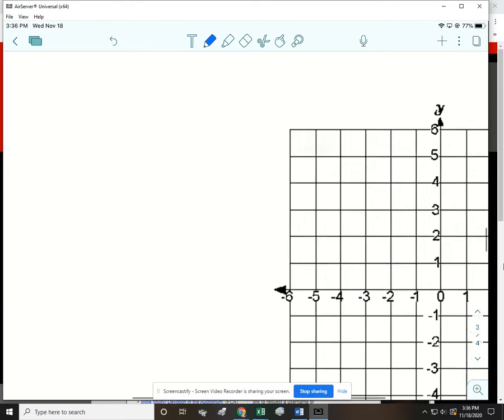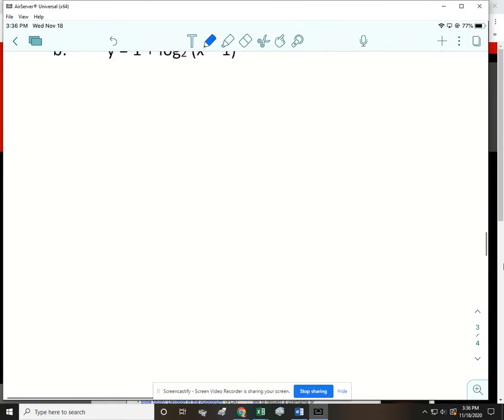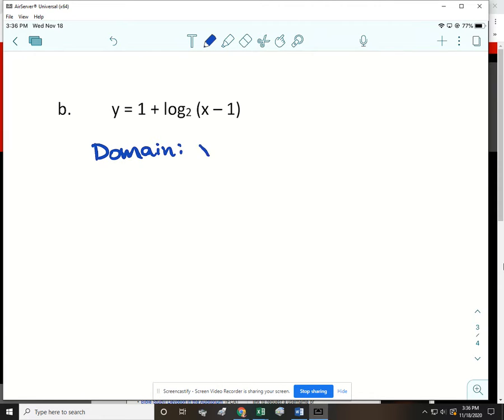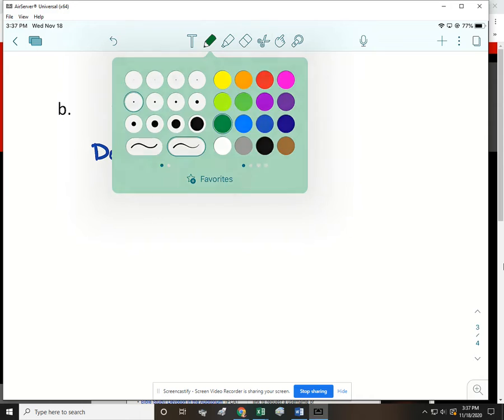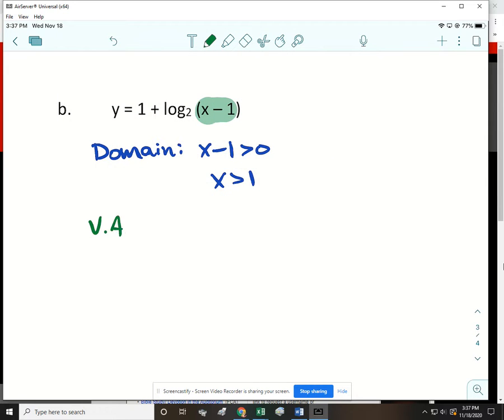All right, so let's look at another one. For B, same direction. We'll start off with the domain. When we do the domain, remember we take the argument, whatever we're taking the logarithm of, and say that that's greater than 0, so x is greater than 1. Then for the vertical asymptote, remember we just go back and make that greater than or equal to.